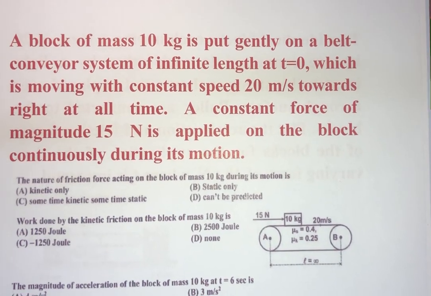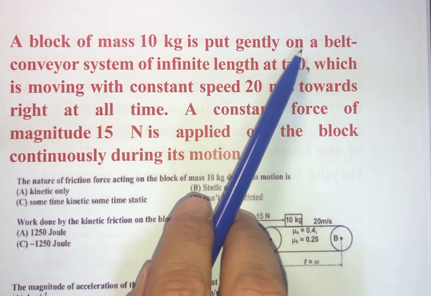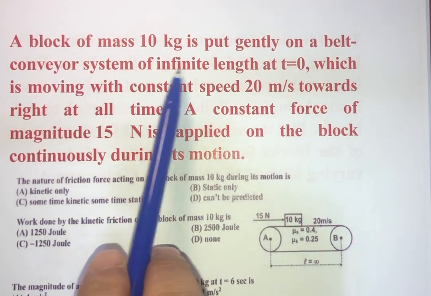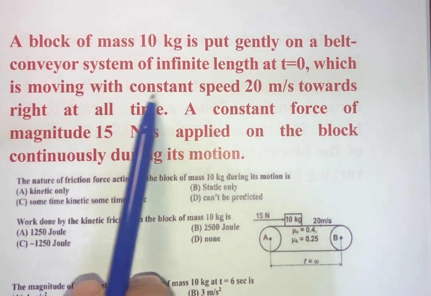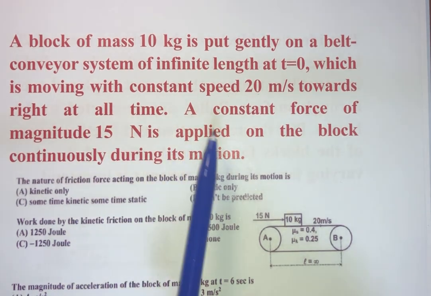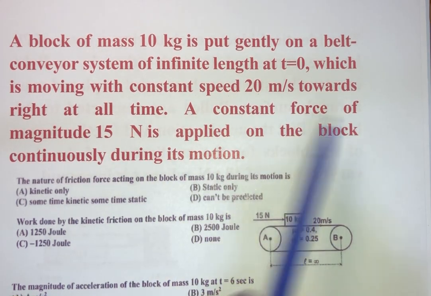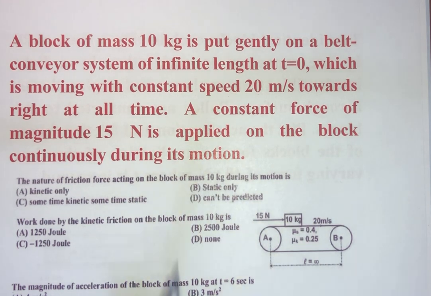Hello friends, today's question. A block of mass 10 kg is put gently on a belt conveyor system of infinite length at t equals 0, which is moving with constant speed 20 meters per second towards right at all time. A constant force of magnitude 15 Newton is applied on the block continuously during its motion. So we have these three questions based on this.